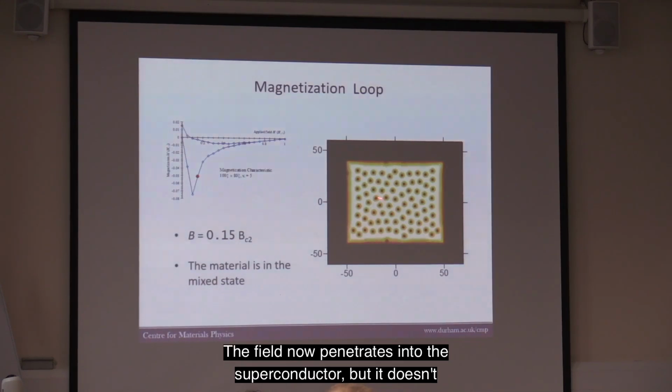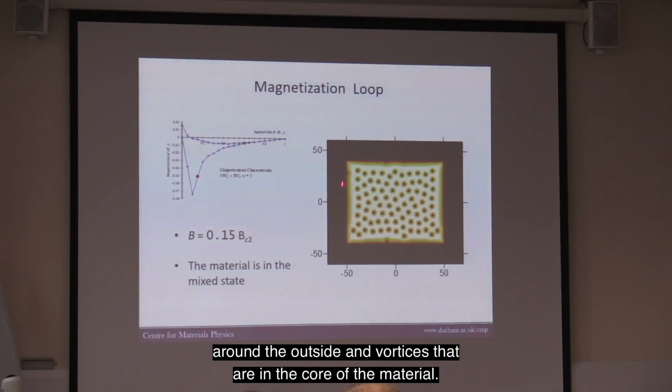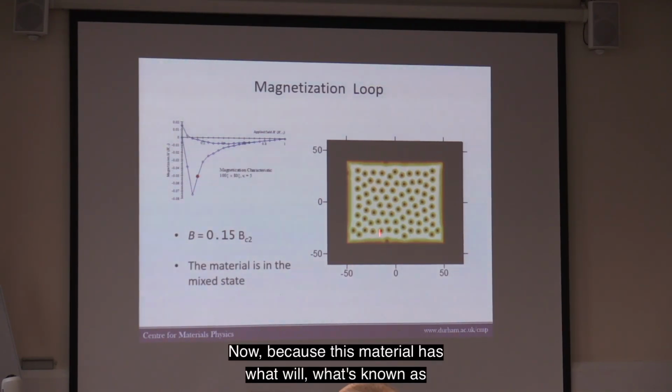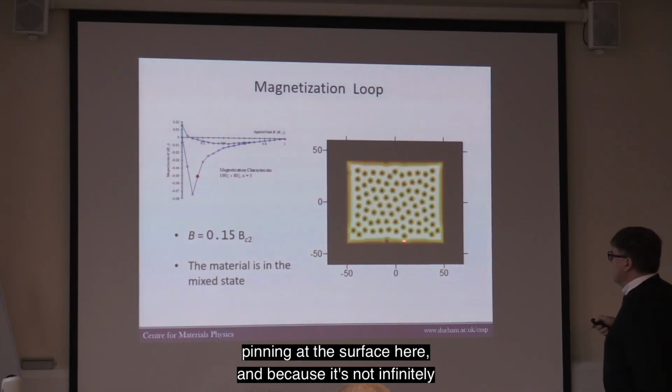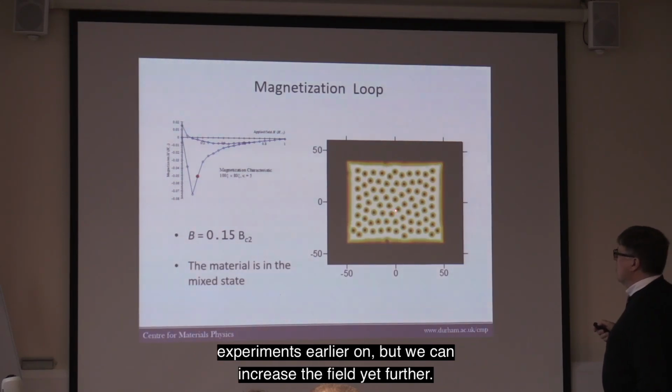The field now penetrates into the superconductor, but it doesn't penetrate in a uniform way. The field penetrates in these vortices, where there's a superposition of a screening current around the outside and vortices in the core of the material. Because this material has what's known as pinning at the surface, and because it's not infinitely large, we don't see the hexagonal structure that we saw in the experiments earlier on.